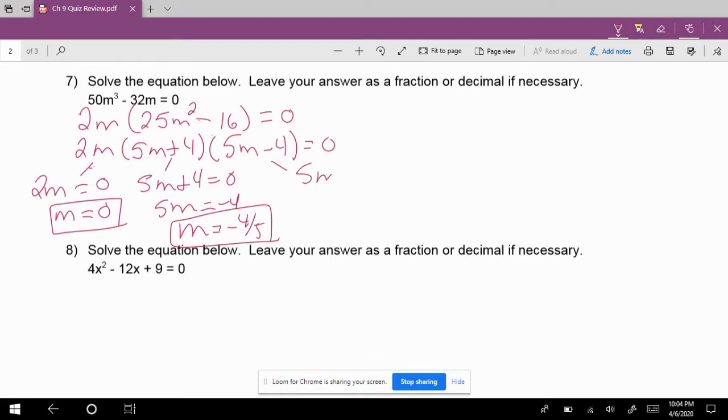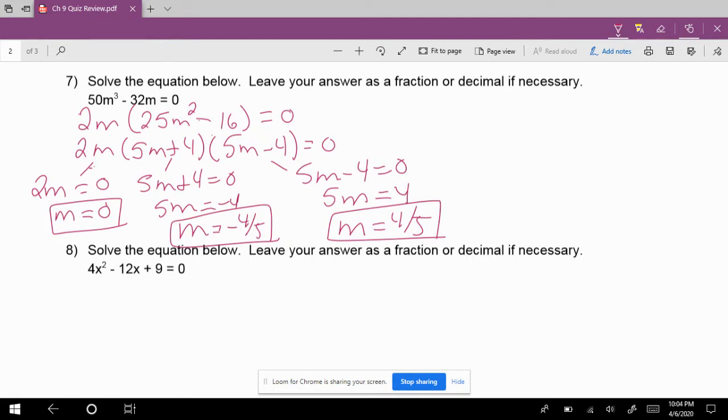And then last one. So this one actually has 3 answers, which doesn't happen very often for us, but it is possible. Positive 4/5. Okay, so there's where you get all 3 of those.